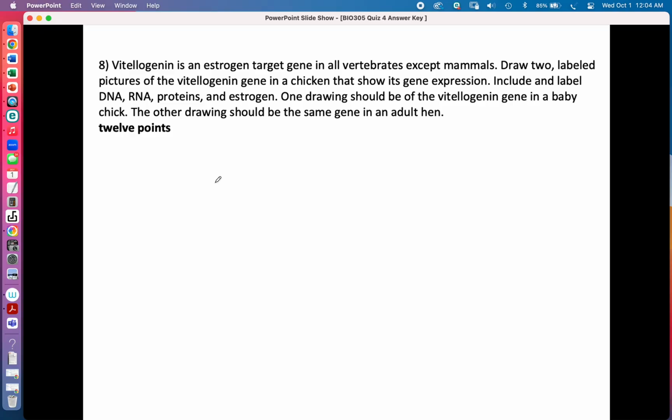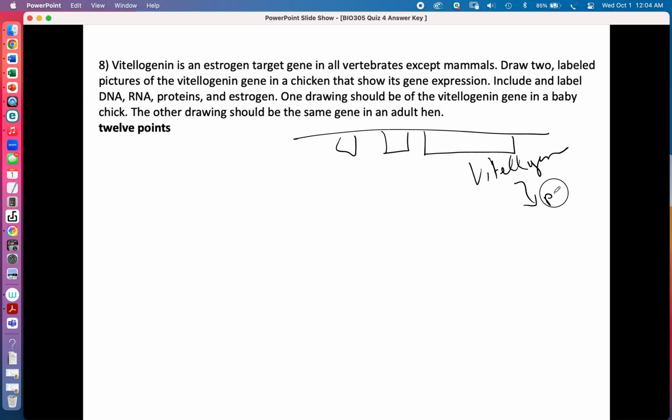And then here. The first thing is I gave an example, and it wasn't a very complicated example. We talked about estrogen target genes, and here's one, and there are many, and one of them is vitellogenin. Vitellogenin is found in other vertebrates, but not in mammals, because the vitellogenin protein is called a yolk protein.